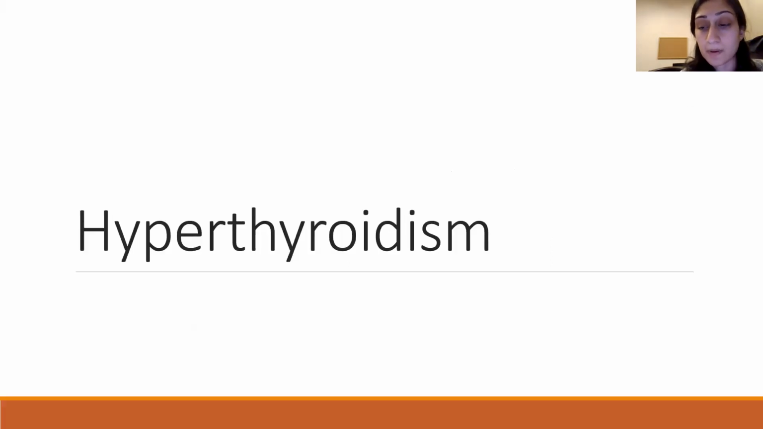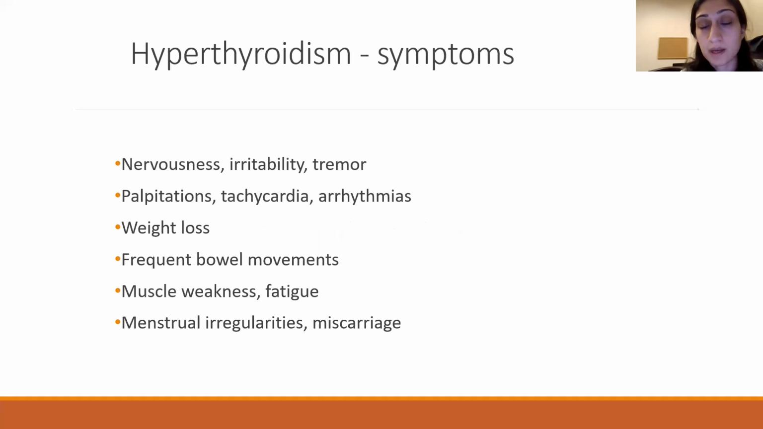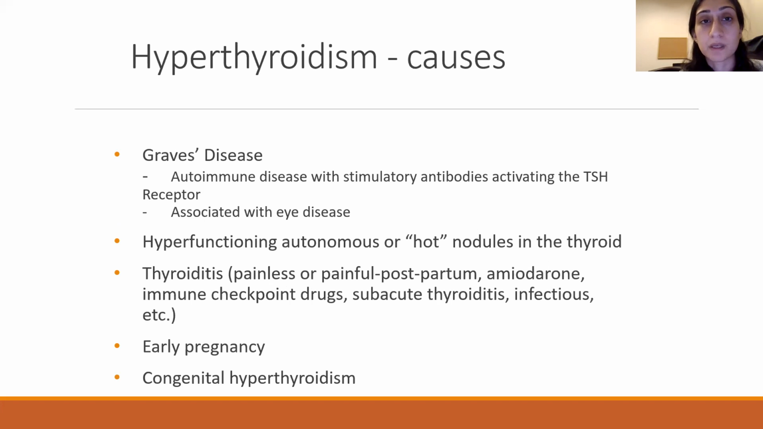So moving on to hyperthyroidism. Hyperthyroidism has the opposite symptoms than hypothyroidism. These patients can be nervous, irritable, tremulous, and they can have palpitations, tachycardia, arrhythmias, and weight loss as opposed to weight gain. In hypothyroidism, we see constipation, but here we see more frequent bowel movements. Again, fatigue you can see in both, and you can see menstrual irregularities in both hypo and hyperthyroidism.